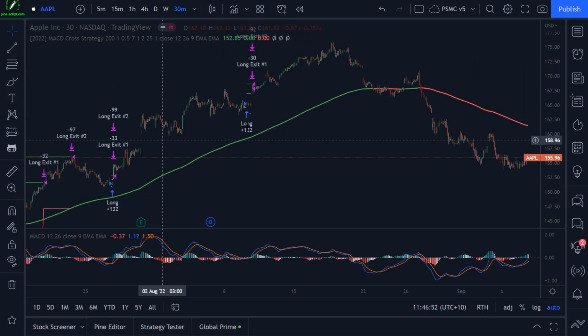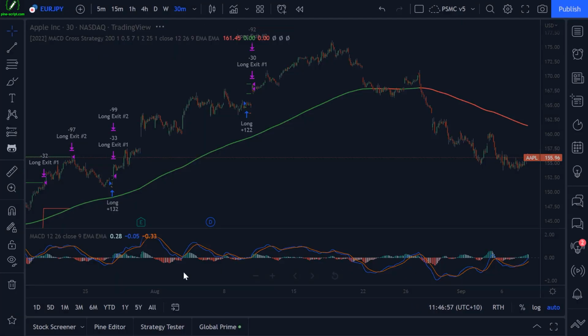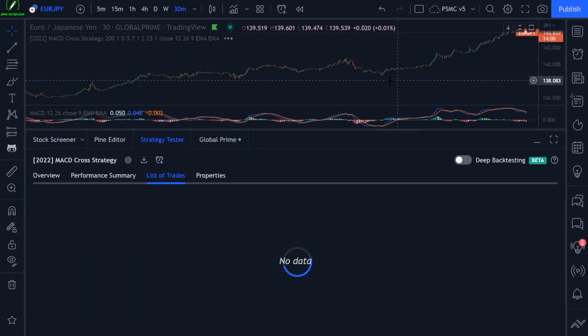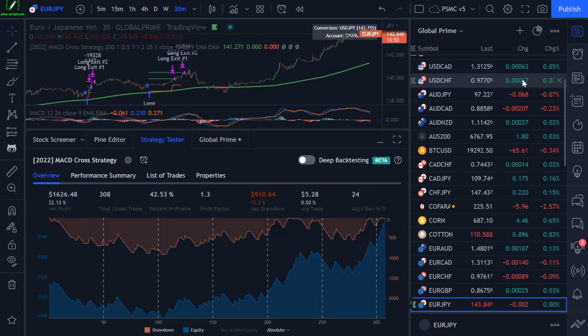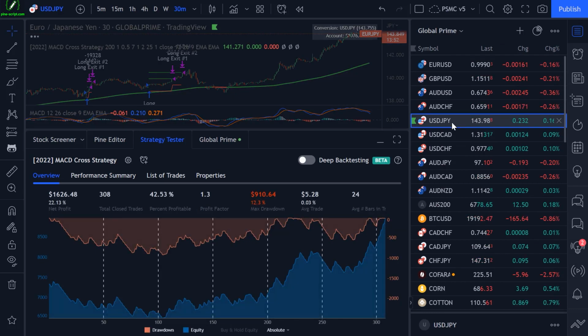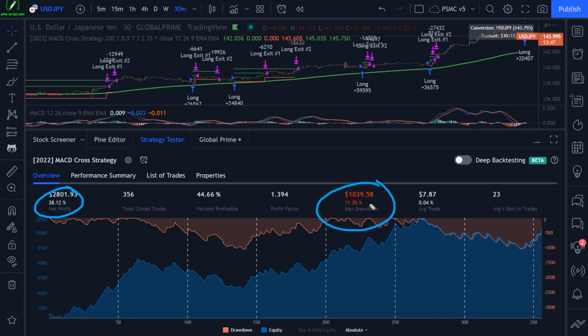Let's jump back over to a couple of Forex markets and just see how this system performed. I flagged a couple of markets. It seems to do well on Forex markets. So here we have a 22% return with a 12% drawdown. Not too bad. USD/JPY is even better: 38% return with an 11% drawdown, approximately, over 356 trades. Pretty good. That's not bad.